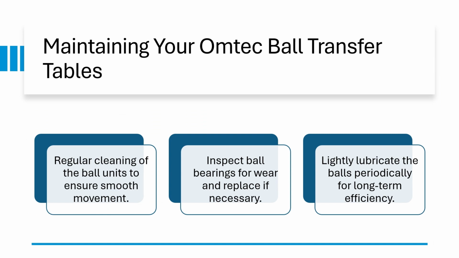Maintaining your Omtec ball transfer tables. Regularly clean the ball transfer units to ensure smooth movement. Inspect ball bearings for wear and replace if necessary. It is very rare they need to be replaced. Lightly lubricate the balls periodically for long-term efficiency.